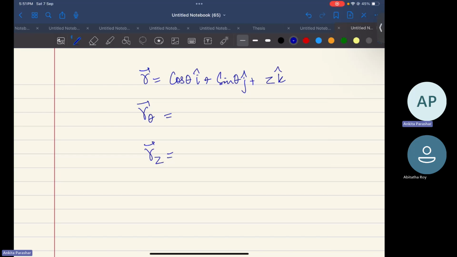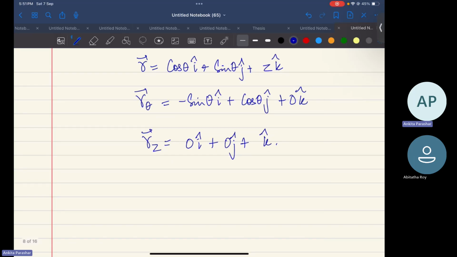If I just differentiate with respect to theta, what would it give me? Minus sine theta i cap, plus cos theta j cap, plus 0 k cap. Correct. And here, 0 i cap plus 0 j cap plus k cap. Correct. Now can we write what is the cross product for this?